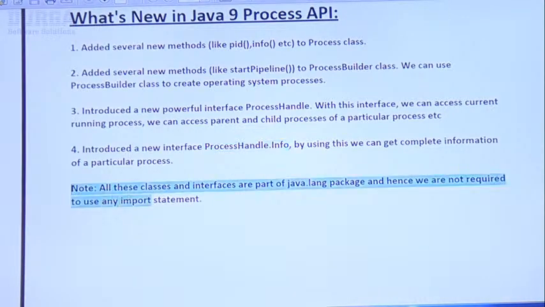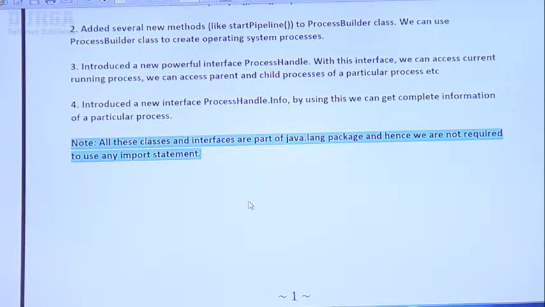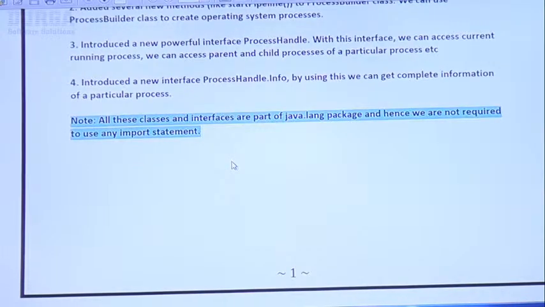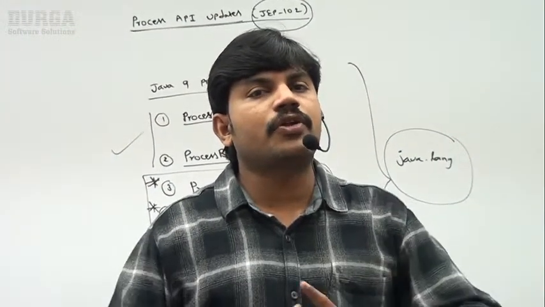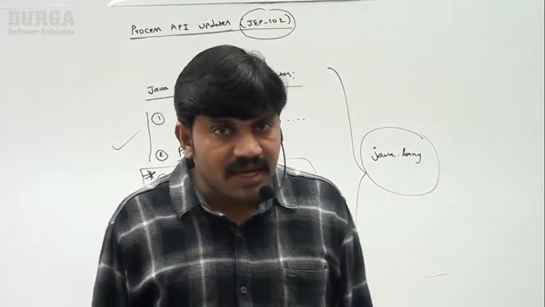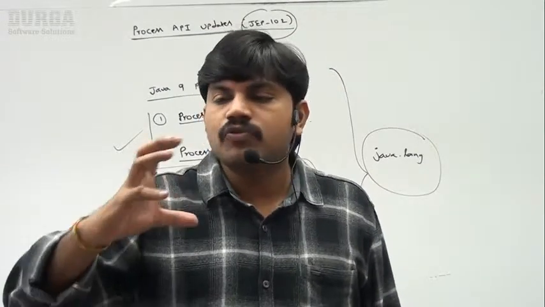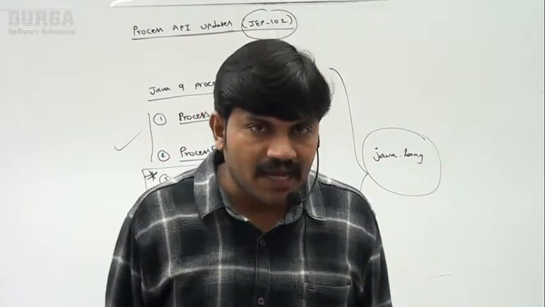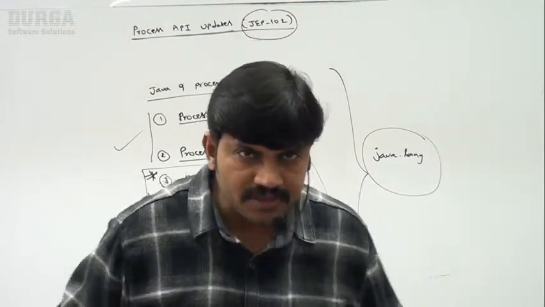Sir, now this is the good news. I hope you are seeing that all these classes and interfaces are part of the java.lang package, and hence we are not required to use any import statement. Now by this time I hope you people got the basic idea for which purpose we can use the process API updates. Next, and after that, sir, which components are there in this process API update? What are the old things? What are the new things? Right? Clear up to this? Okay, that's all.